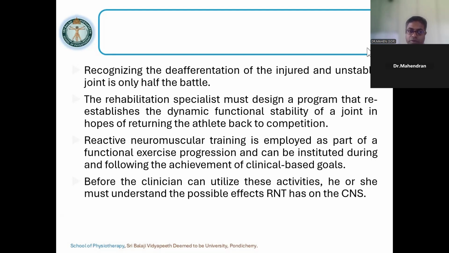Okay, how we can correct this deafferentation, how properly we can use the proprioceptors to tune it, how we can prevent the recurrence, and also how we can bring back the dynamic stability as well as the fine motor control. So we have to understand it properly. This is one of the initial efforts to make you aware of RNT and why RNT is needed in the rehabilitation strategies.